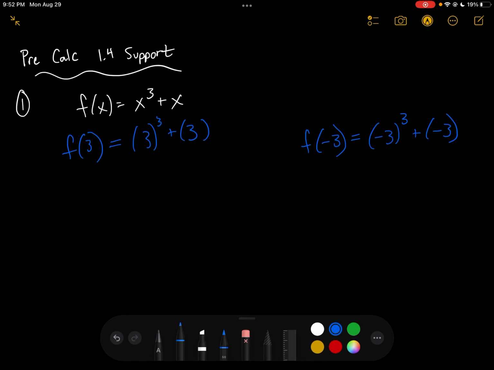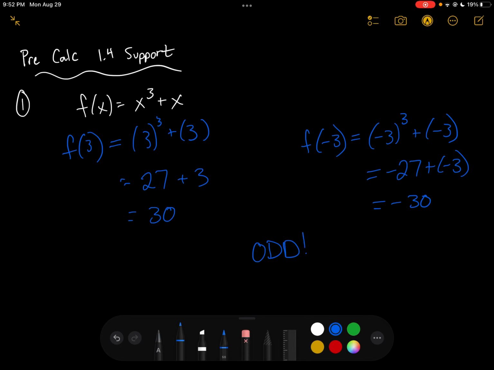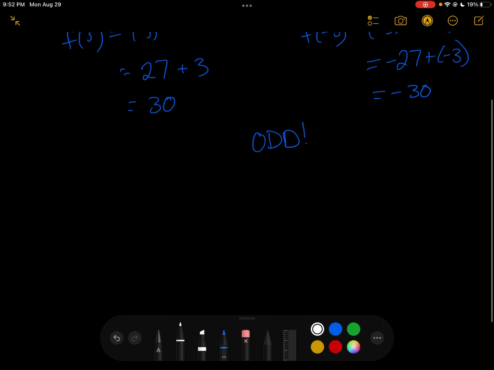So taking a look through here, 3 to the third power is 27, plus 3 gets us an answer of 30. Negative 3 to the third power this time is going to get us an answer of negative 27, plus negative 3, which actually does get us an answer of negative 30. So same number, different signs. Hooray, we have an odd function. So that's number 1.